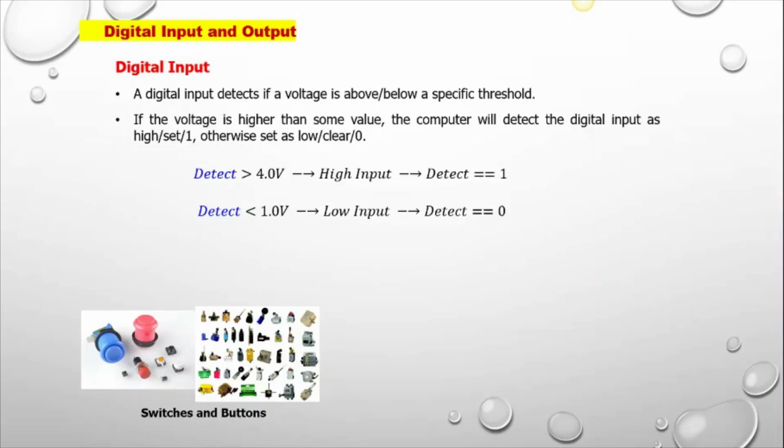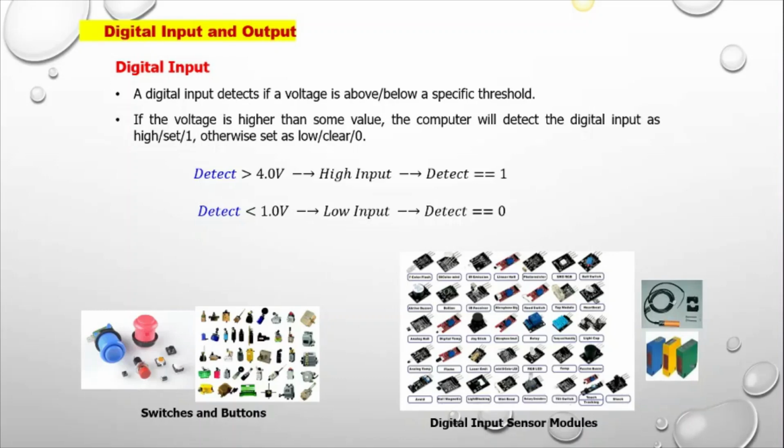There are a few types of inputs that can be given to your Arduino controller. For example, switches and buttons, which will give you value 1 or 0, or digital input sensor modules. For example, if you have a digital input IR sensor, it only detects when there is an obstacle in front of the robot. When it detects an obstacle, it will give value 1. Otherwise, it will give value 0.